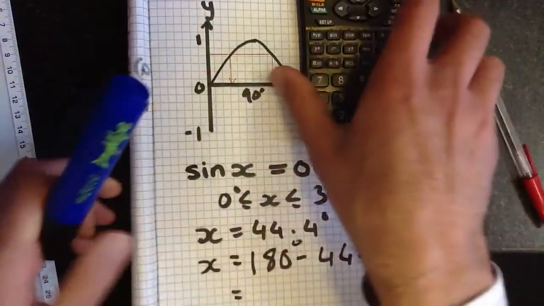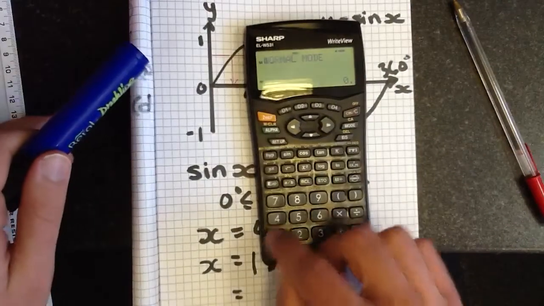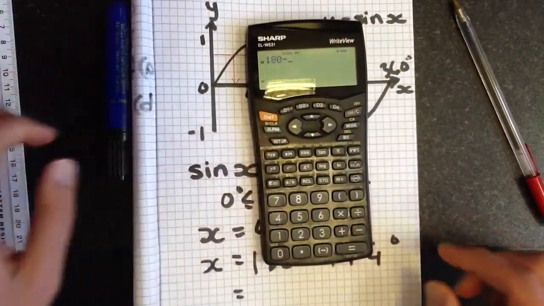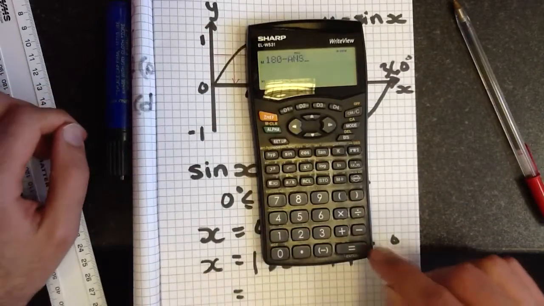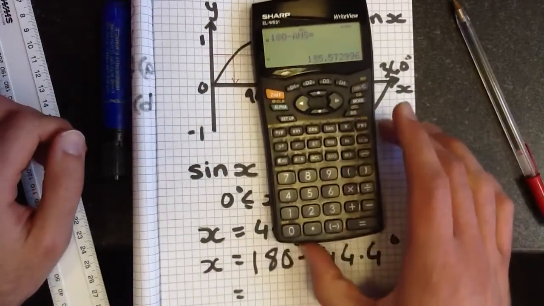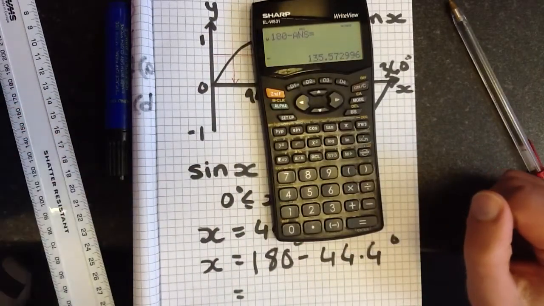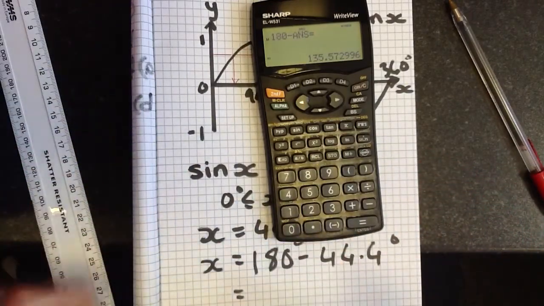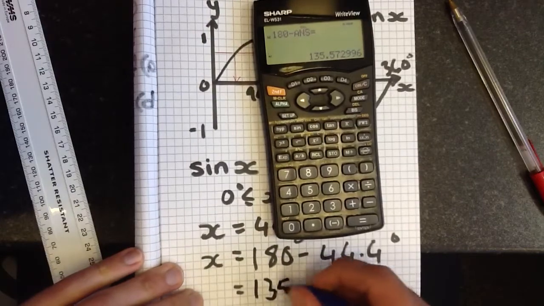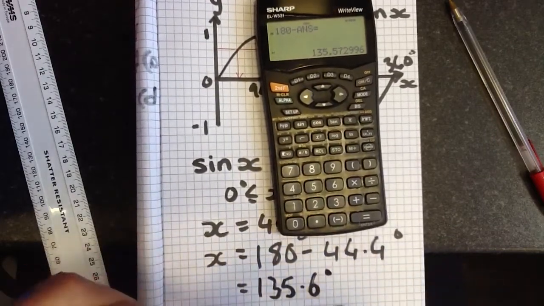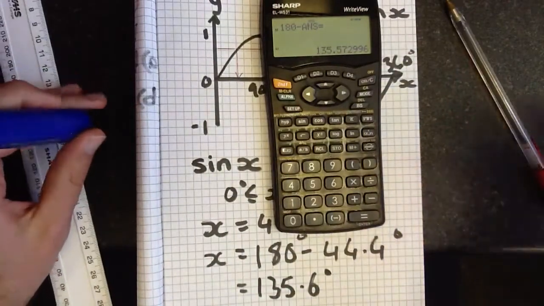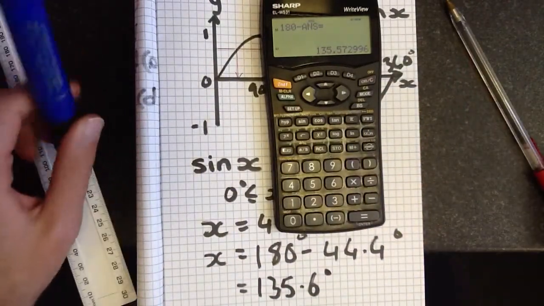And the easiest way to do that on your calculator is if I do 180 minus, and then if I press the green alpha button and equals, it brings up my previous answer. So that's much more accurate for me. And so to one decimal place, that is 135.6 degrees. Don't assume the answers will always add up to 180 degrees, as for example in the cos graph, that won't necessarily work.